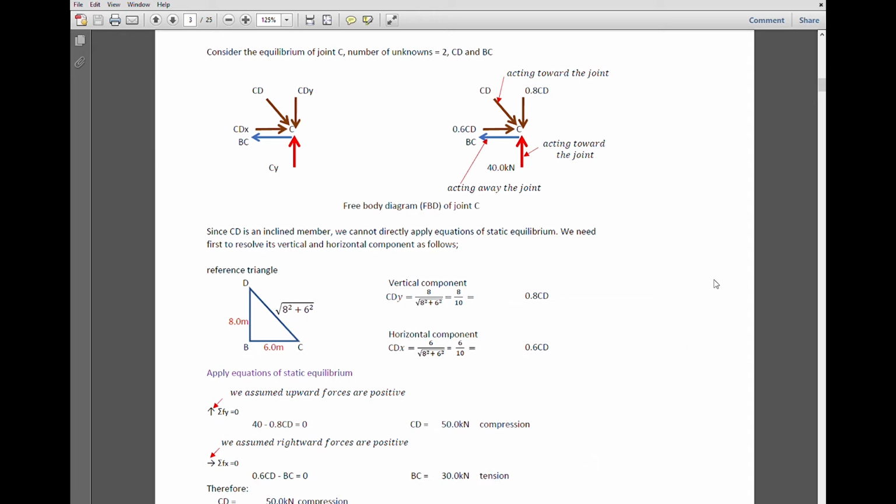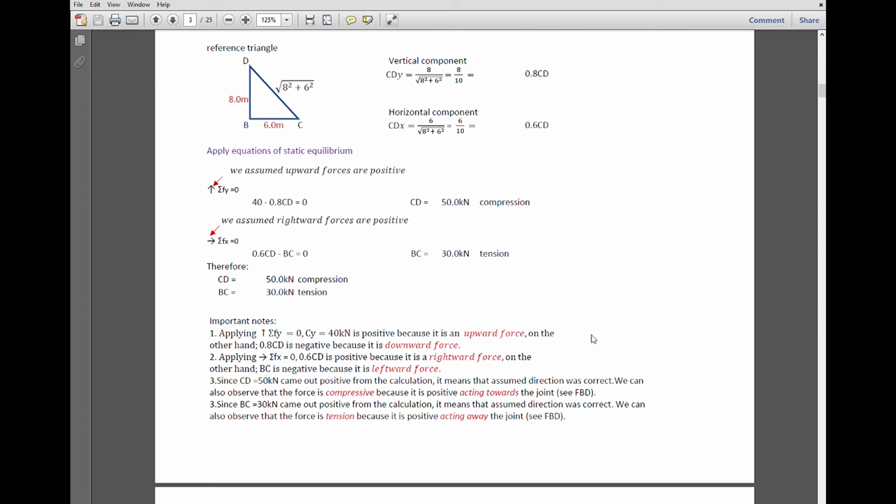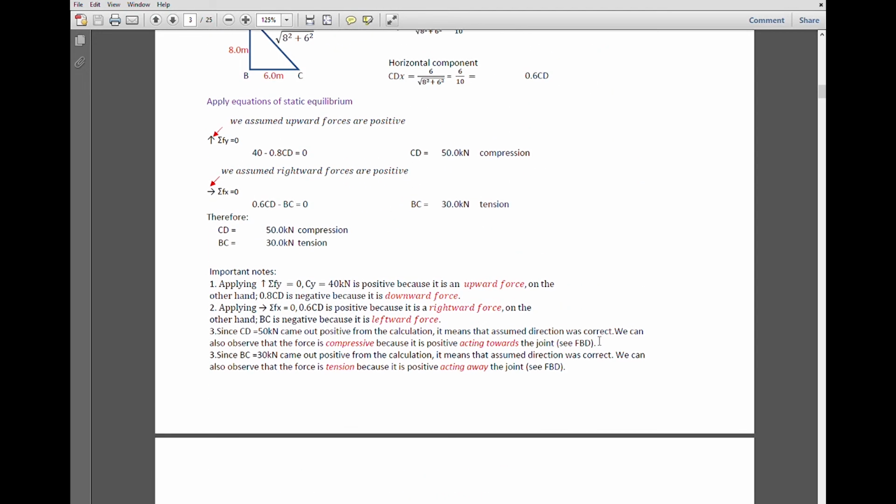Okay, so that is how we apply equations of static equilibrium, summation forces vertical and horizontal at every joint. That is what we call method of joints. We are considering the equilibrium of every joint of the truss. We proceed to the next free body diagram.